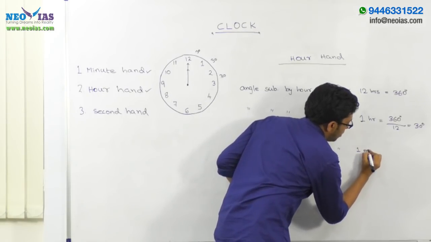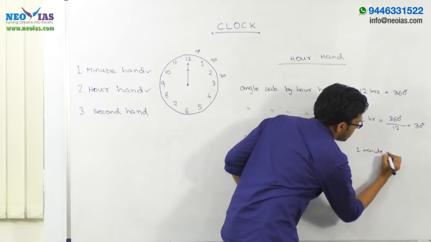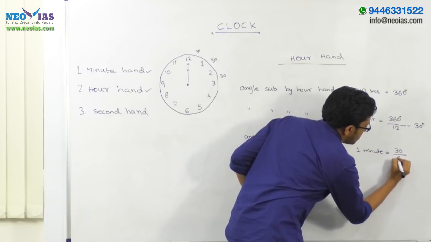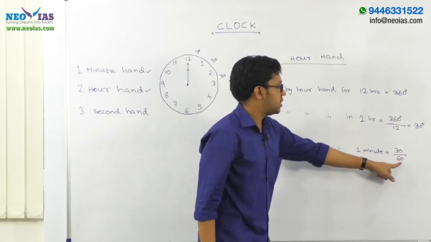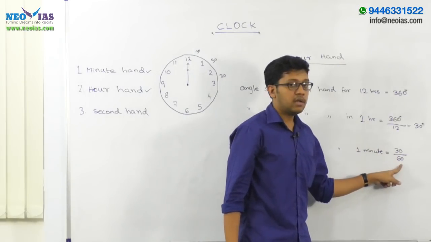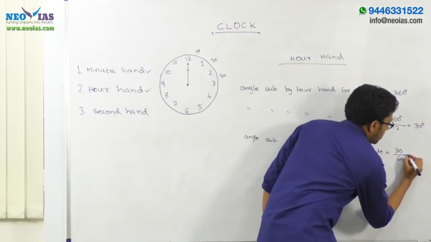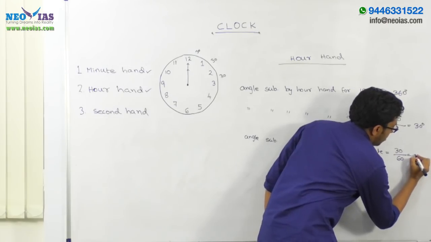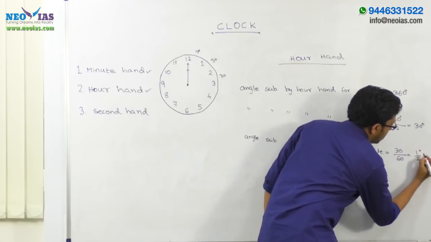1 minute is equal to 30 by 60. This 60 came from 60 minutes. Instead of 1 hour, I have written 60 minutes, and the angle subtended by hour hand in 1 minute will be half a degree.